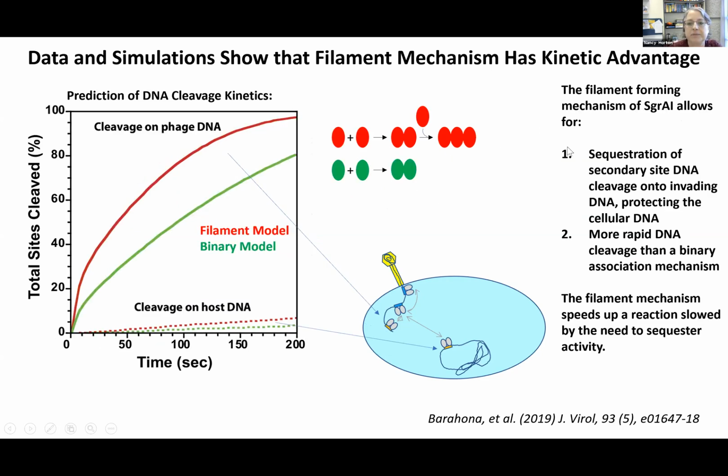So our conclusion from this study was that the filament forming mechanism of SgrAI allows for sequestration of the secondary site activity onto the invading DNA, so we get more cleavages on the invading DNA, but we protect the host. And it's also more rapid than a binary mechanism, so the filament mechanism kind of makes up for the slow speed you end up with to have the sequestration effect.